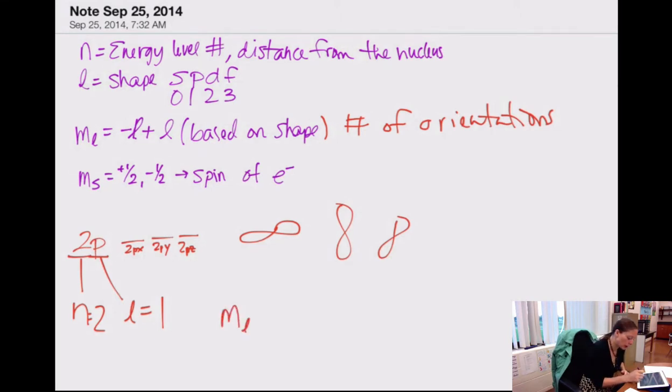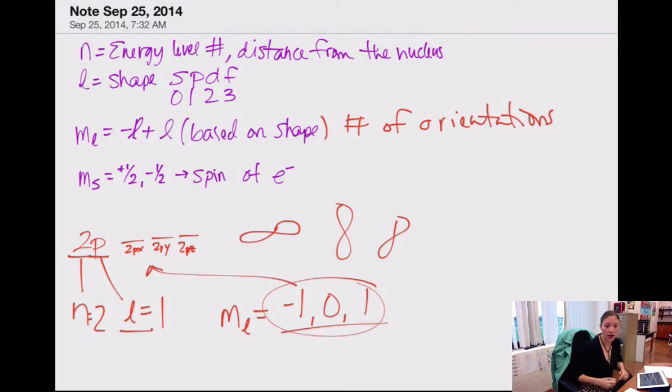So M sub L is -1, 0, and 1. You notice you've got 3 of those, because my L is 1, so I go -1, 0, 1. That gives me 3. And those 3 correspond with the fact that I have 3 different orientations. One is a -1, one has a 0, one is 1. So there are 3 M sub L numbers.